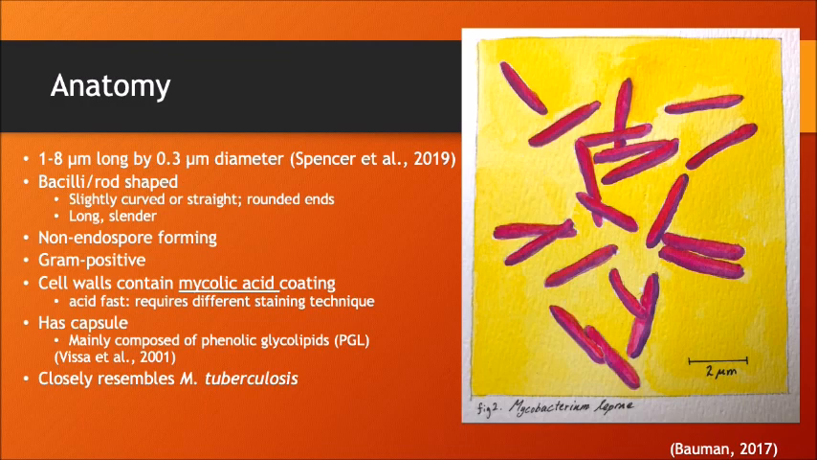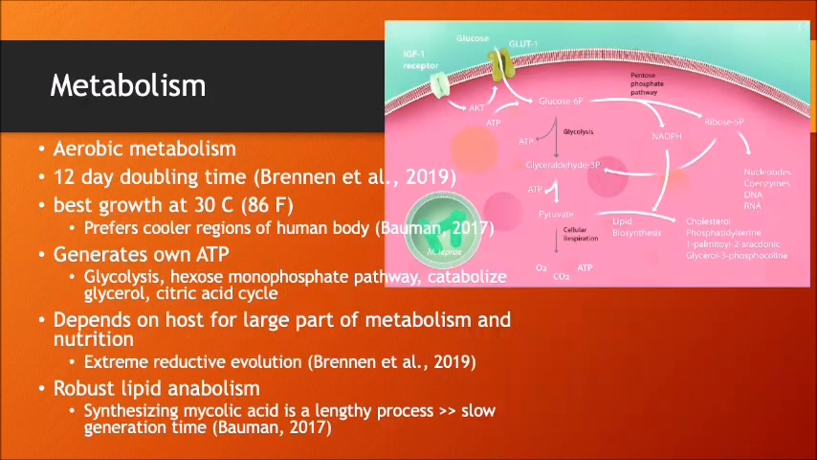This impacts many of the characteristics of this bacteria, including its very slow growth, and its ability to live within phagocytes. It also requires a different kind of staining technique. It also has a capsule, and it very closely resembles Mycobacterium tuberculosis. In terms of metabolism, it is aerobic. It takes about 12 days to double, which is very slow.